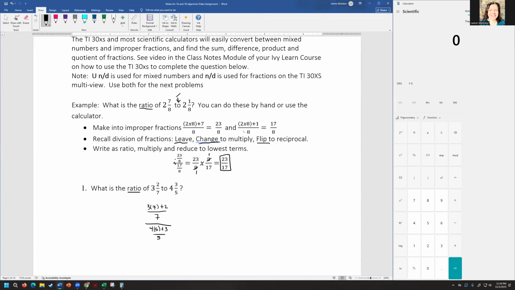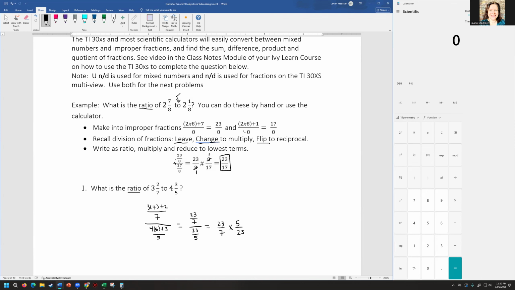Okay, so let's work out the top of this one. This would be 21 plus 2, so that's going to be 23 over 7, all over. This is 20 plus 3, so that's going to be 23 over 5. So now I have improper fraction over improper fraction. We do our leave, change, flip. We're going to leave the first fraction on top as it is. We change this division symbol between the two fractions to multiplication. And then we flip and make the second fraction, the one on the bottom, its reciprocal. That is how you divide two fractions.